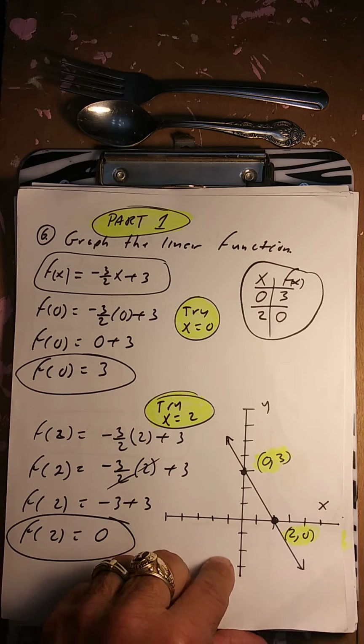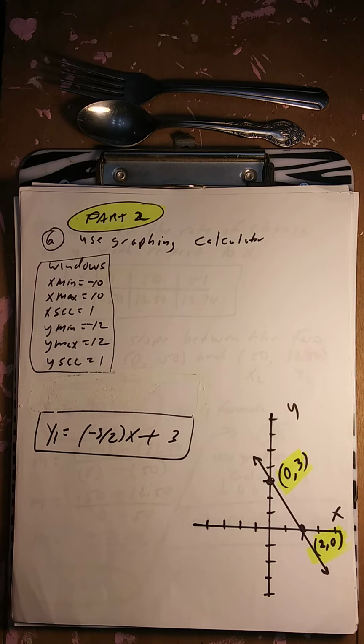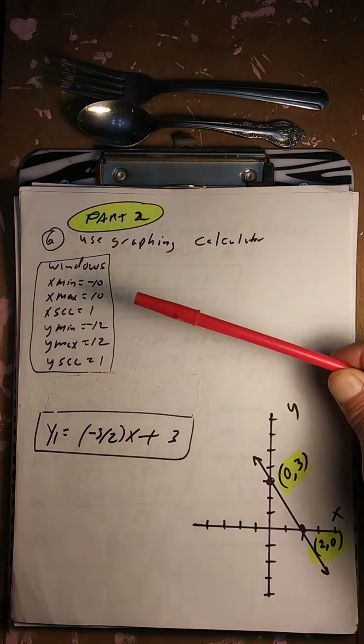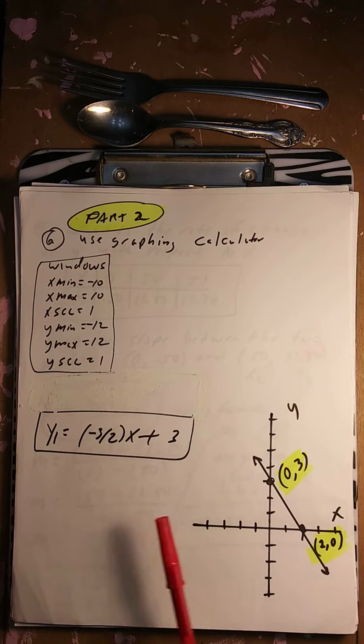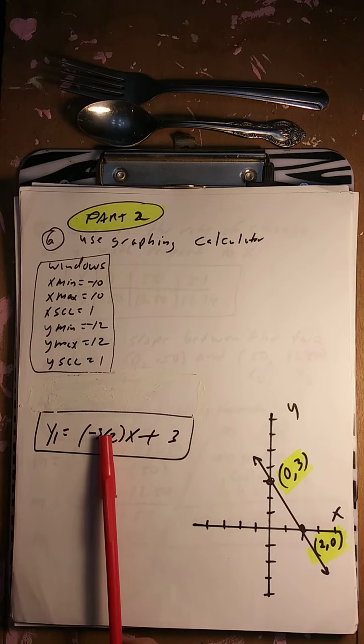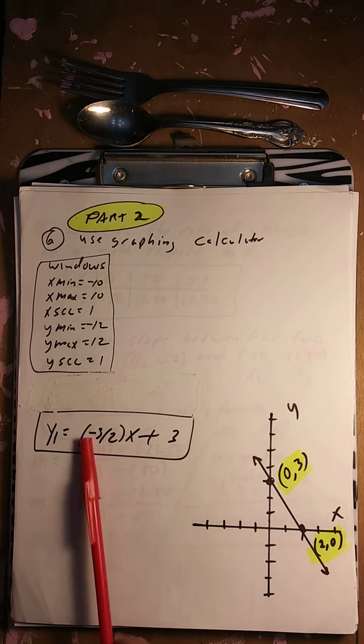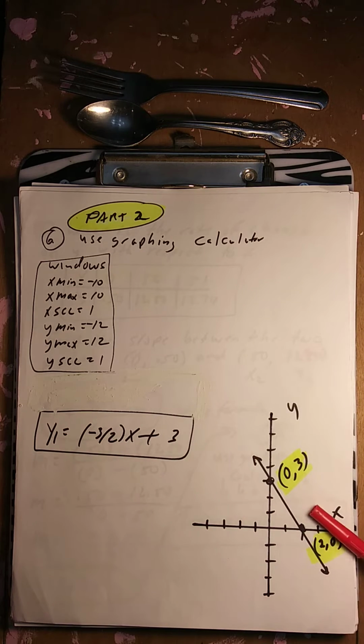Another way to do it is using your graphing calculator. Set up the window like this. And put it in your graphing calculator. Y1 is this. Put parentheses on it. Make sure you do it exactly like this. Put it in there. You'll get this graph right here.